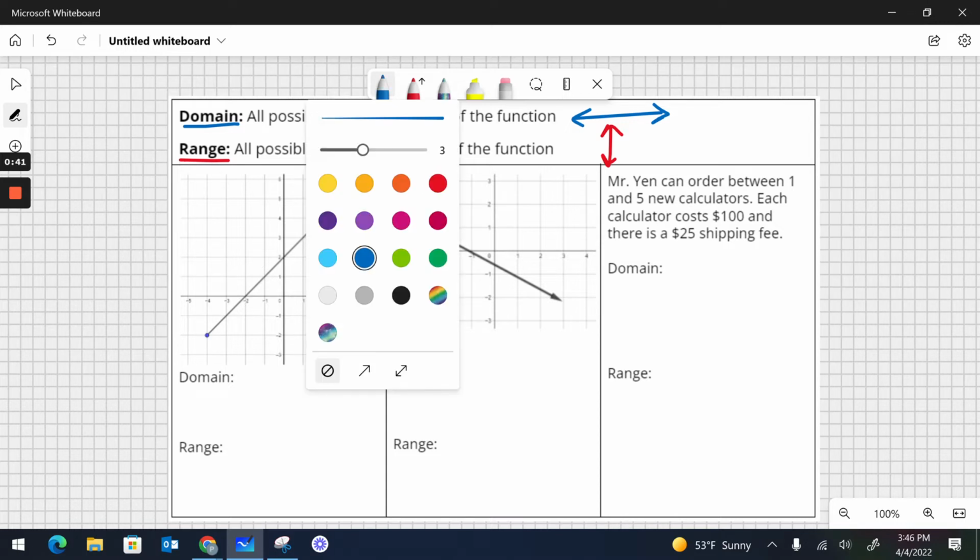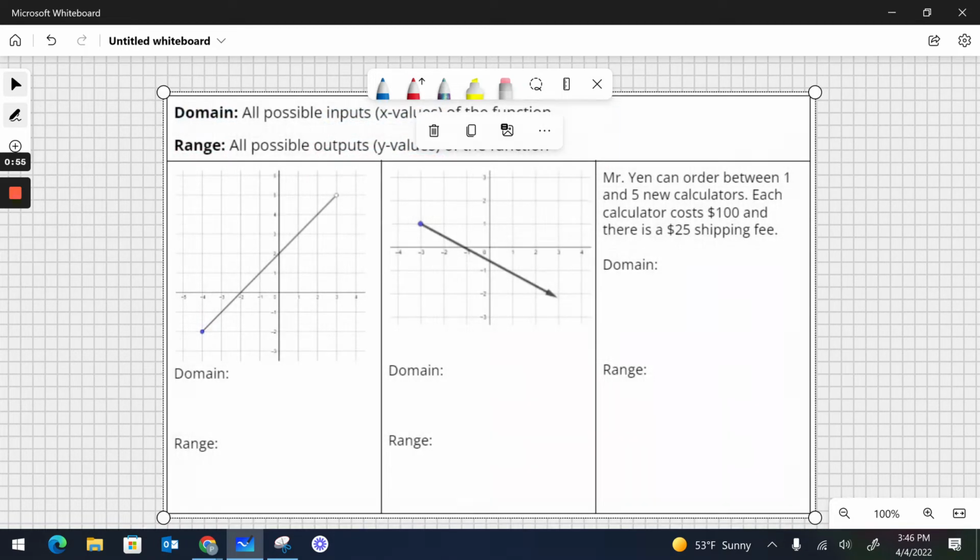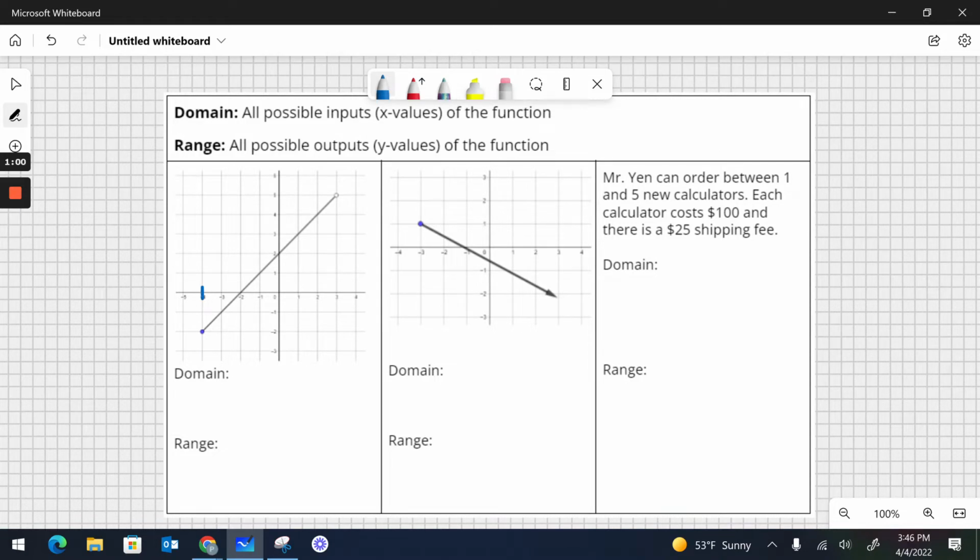First, the domain. The furthest to the left that this graph goes is to this point here on the left, and that's at an x of -4. And then it keeps going, and the furthest to the right it goes is to an x of 3. And notice that it's an open point. So the x value gets to 3, but doesn't touch 3 exactly.